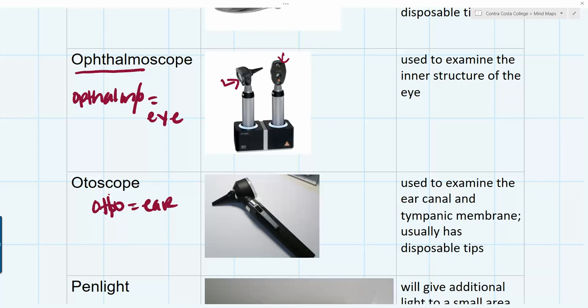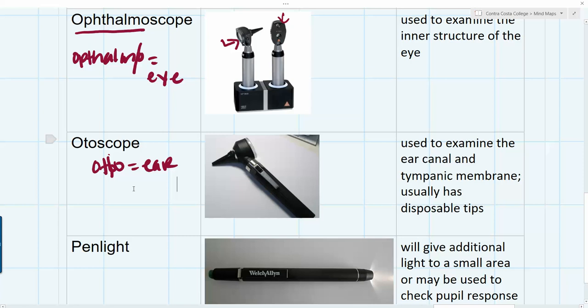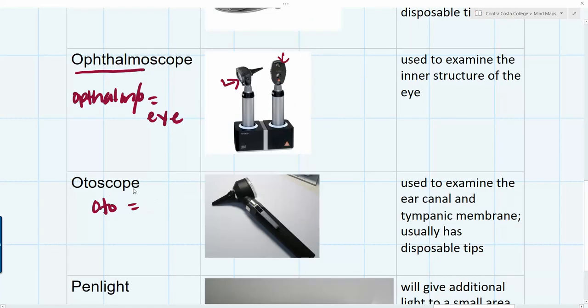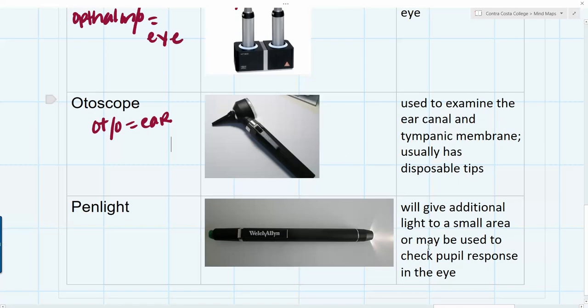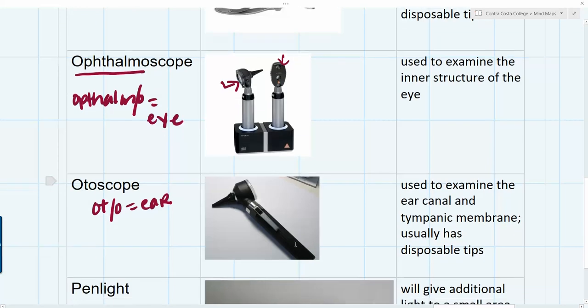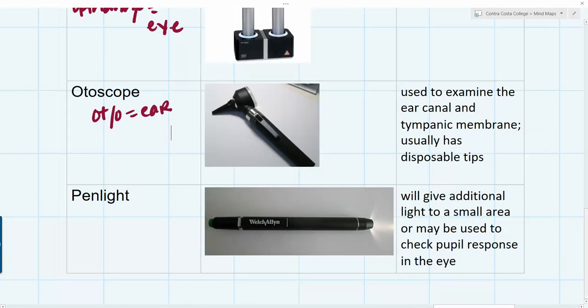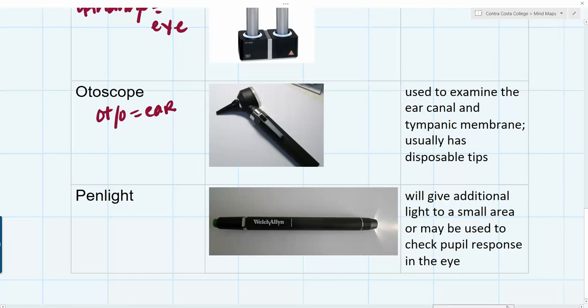It usually has disposable tips also, because we don't want earwax and other gunk on it. We want to make sure it's easier to keep hygienic, clean and sanitary by using tips on the ends of the scopes. A pen light will give additional light to a small area. It may also be used to check the pupil response in the eye, to make sure they are equal and reactive to light.